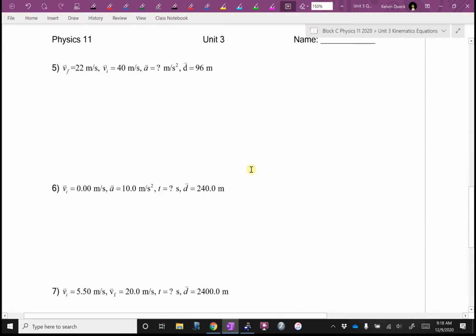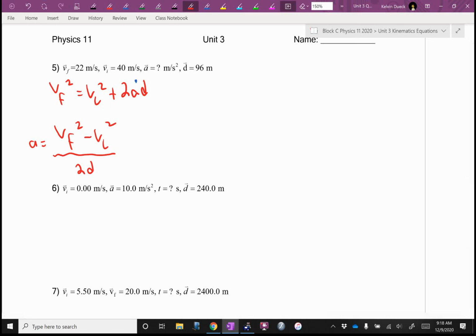Turn the page. Ooh, same equation. VF squared equals VI squared plus 2AD. Now I'm going to get the A by itself. Okay. VF squared drops down like a domino. Now what? Minus VI squared. And then all divided by 2D. That equals acceleration. Is this a fraction? Yeah, more than one thing on the top. Brackets around the top and brackets around the bottom.